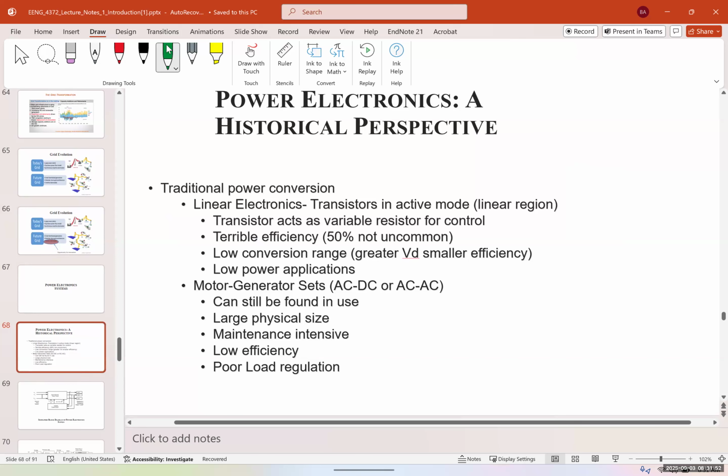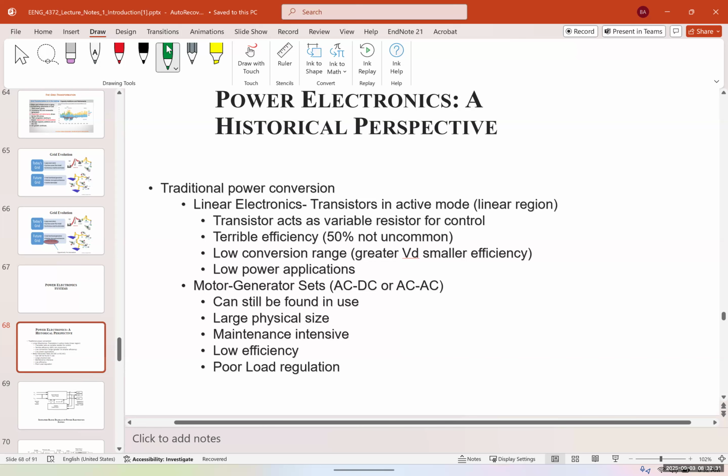Now, the role of power electronics in future grid and future systems. Traditionally, we had two types of power conversion systems. We had linear electronics, transistors in active mode, like in their linear region, which act as a variable resistor for control. The problem is that their maximum efficiency is 50%, and that's even uncommon. So around 50% of the power would be wasted.